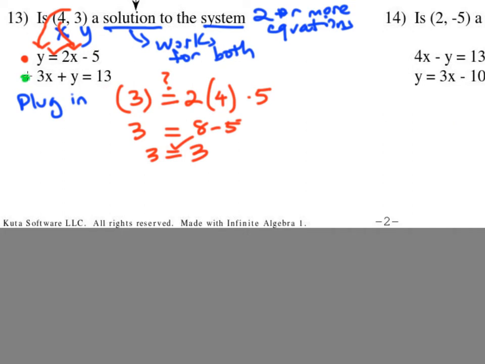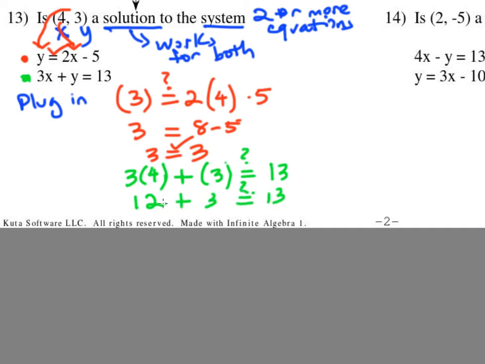How about for this second one here? Plug it in. So 3 times x. What is x? X is 4. So 3 times 4 plus y. Looks like this is in standard form. X and y are together, that's fine. Y is 3 here. So plus 3. Does that equal 13? Let's see. 3 times 4 is 12, and 12 plus 3 is 15. So 15 does not equal 13.